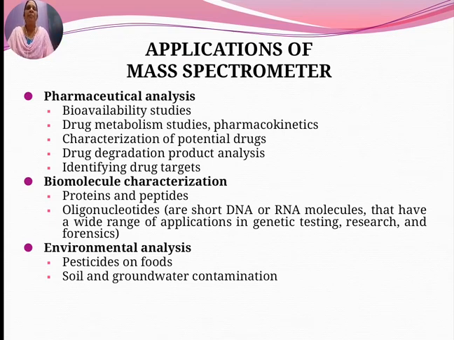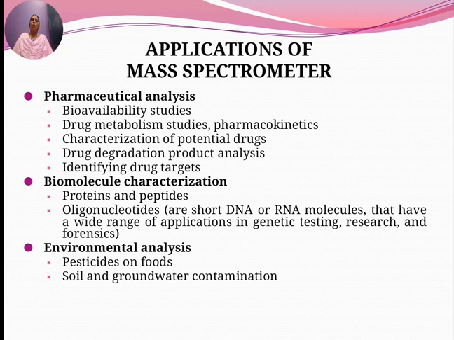So, the applications of mass spectrometer. Mass spectrometer has various widespread applications in various fields. It is used in pharmaceutical analysis, bioavailability studies, drug metabolism studies, and pharmacokinetics. Then characterization of potential drugs, drug degradation product analysis, identifying drug targets. So it is used in pharmaceutical analysis.